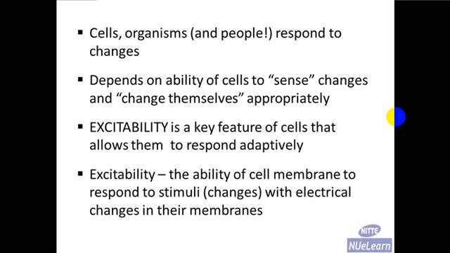At the cellular level, operationally, excitability can be defined as the ability of cell membrane to respond to stimuli with electrical changes in their membranes. Now, it turns out that in almost all cells, the membrane is charged. What do we mean when we say the membrane is charged? The membrane has a potential difference across it. There is a separation of charges.